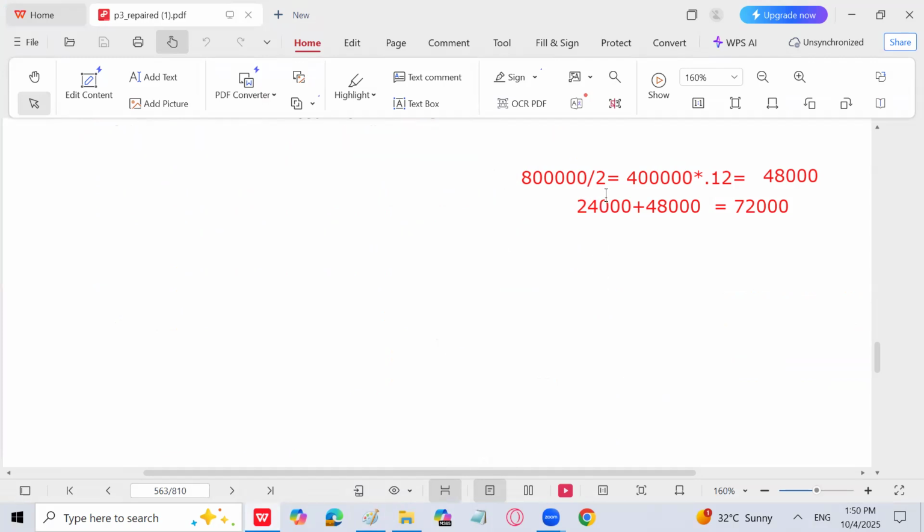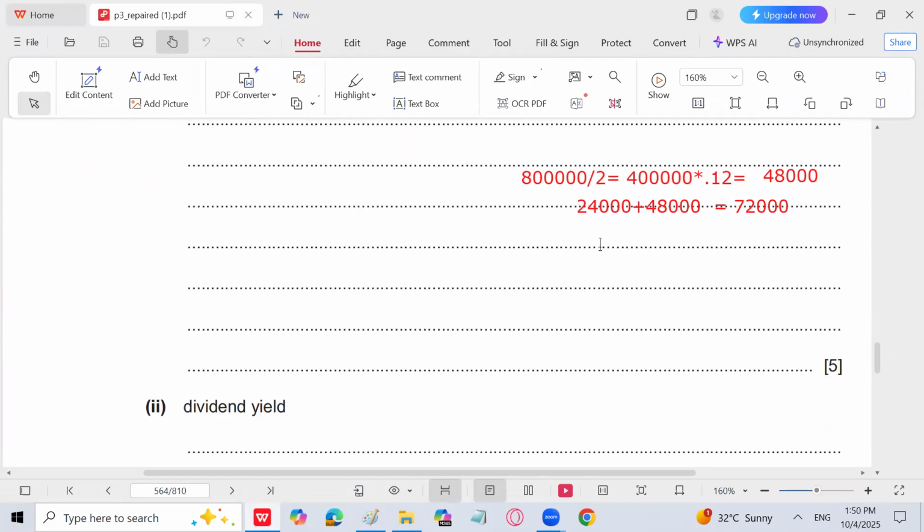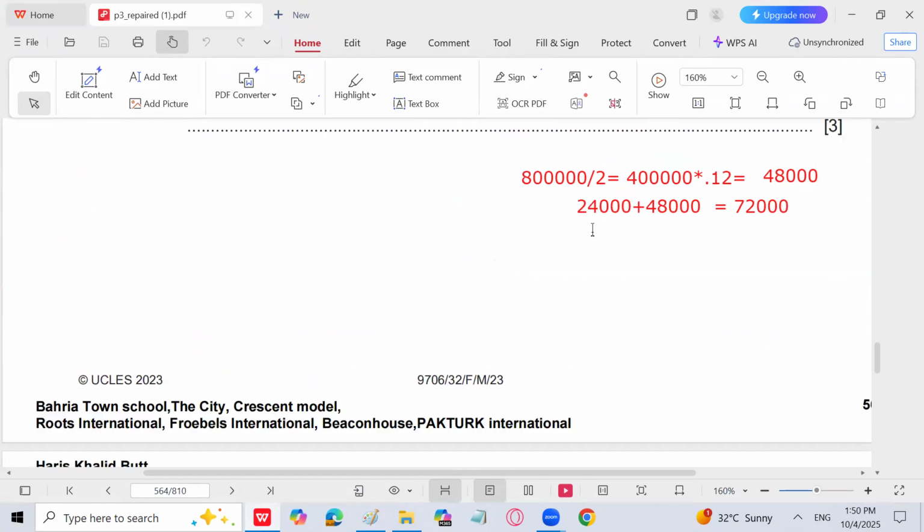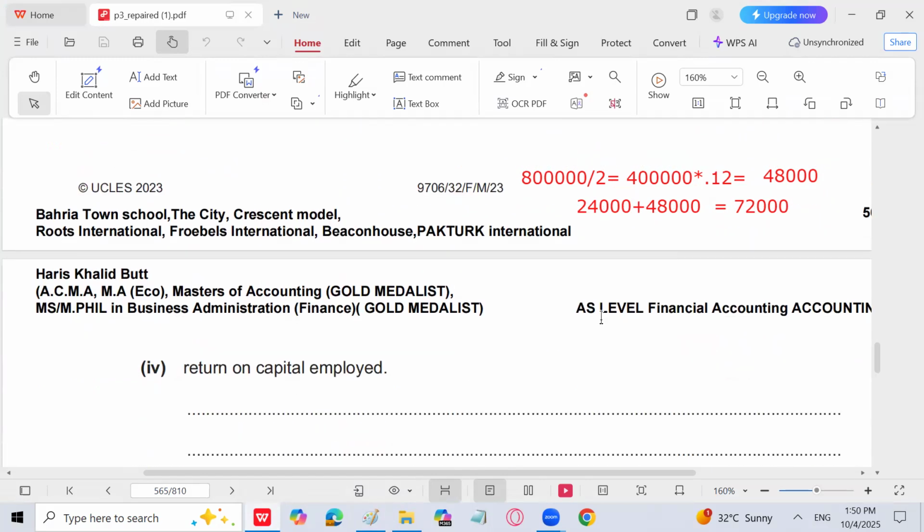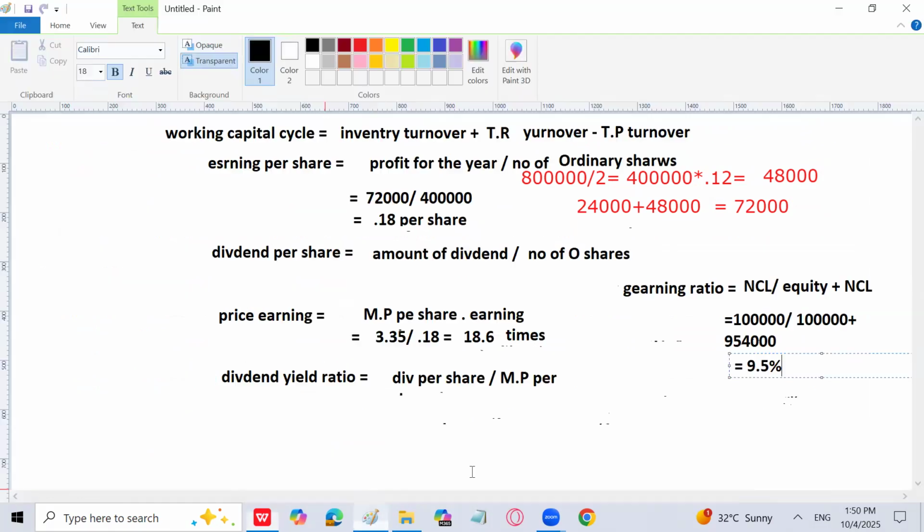Now let's move forward. Price earning ratio, we have calculated. Gearing ratio, we have calculated. Then return on capital employed. Okay. Achha, dividend yield ratio, we have to calculate. Okay. We'll calculate that afterwards.